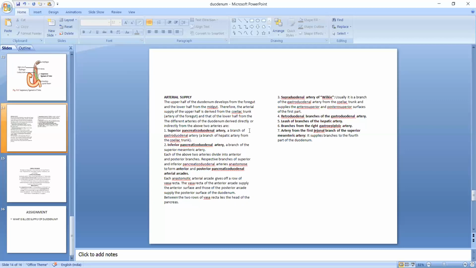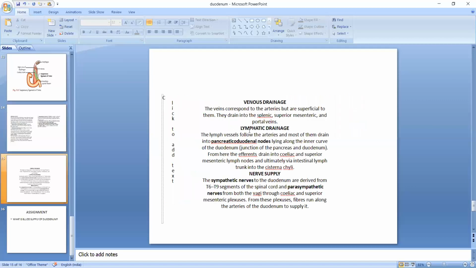Supraduodenal artery of Wilkie: usually it is a branch of the gastroduodenal artery from the celiac trunk and supplies the anterior superior and posterior superior surface of the first part. Retroduodenal branch of the gastroduodenal artery. These are other arteries that supply: a leash of branches of the hepatic artery, branches from the right gastroepiploic artery, and an artery from the first jejunal branch of the superior mesenteric artery.